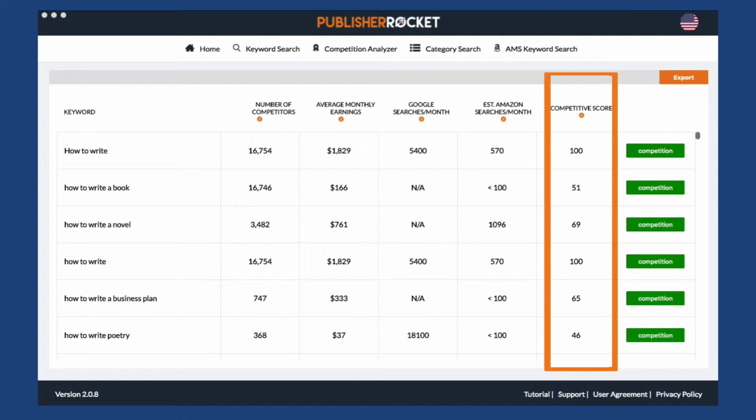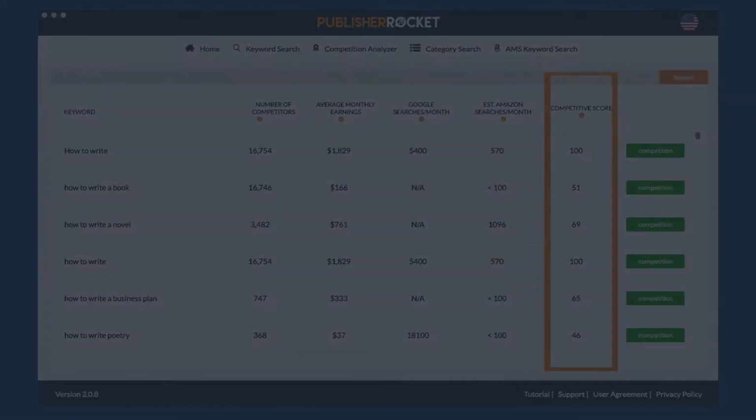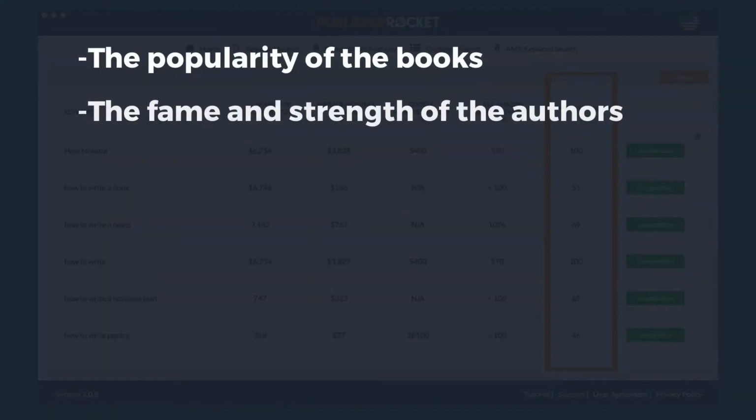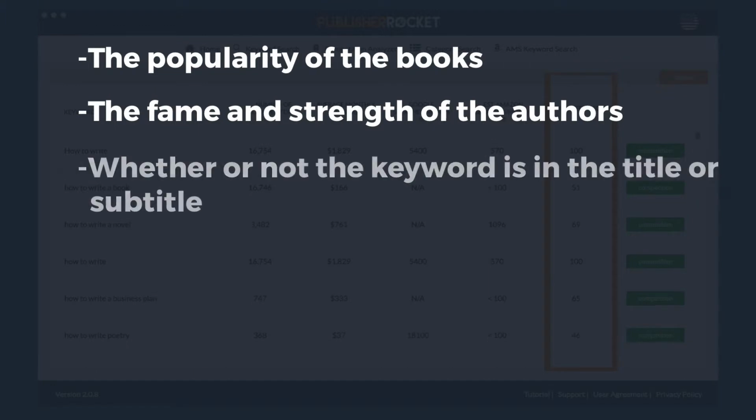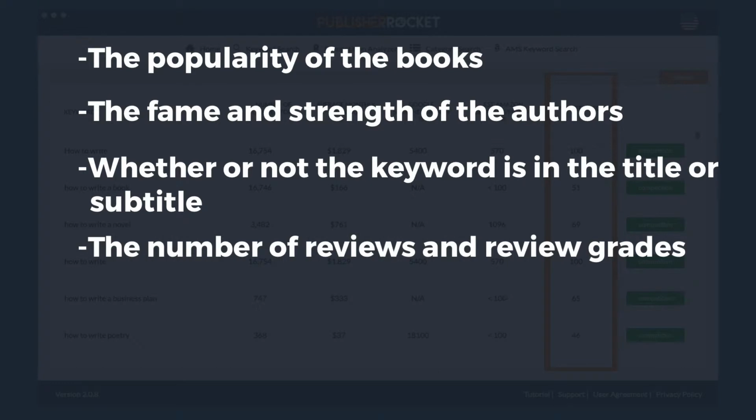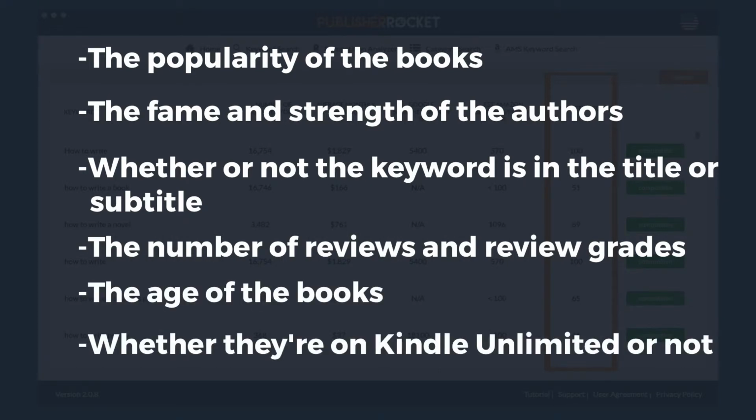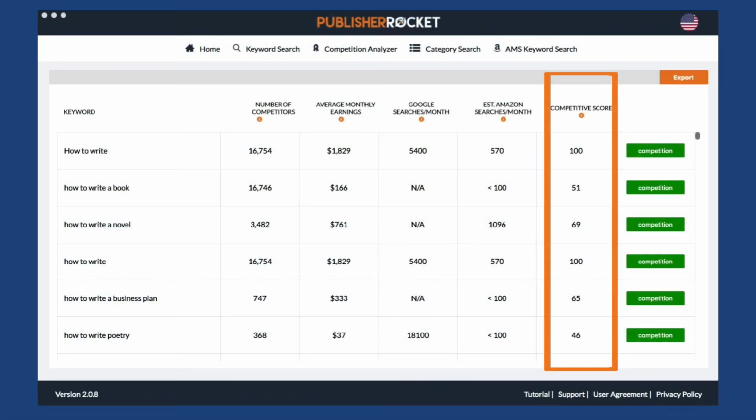This number goes from 0 to 100, with 0 being very easy and 100 being extremely hard. Basically, it does all the hard work for you and figures out exactly how difficult it would be to compete for that term. It analyzes the top 5 books that show up for that keyword and uses things like the popularity of the books, the fame and strength of the authors, whether or not the keywords are in the title or subtitle, the number of reviews and review grades, the age of the books, whether or not they're on Kindle Unlimited, and more.